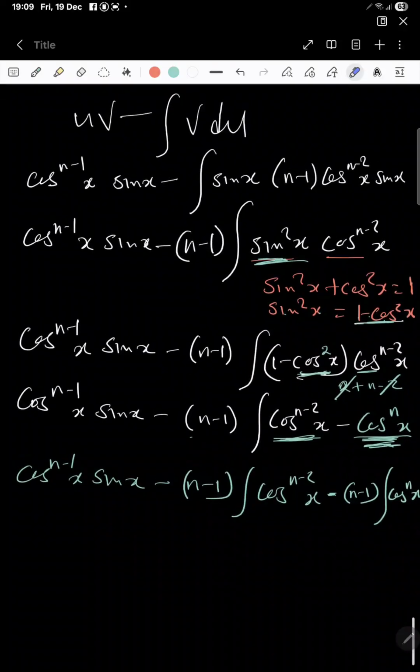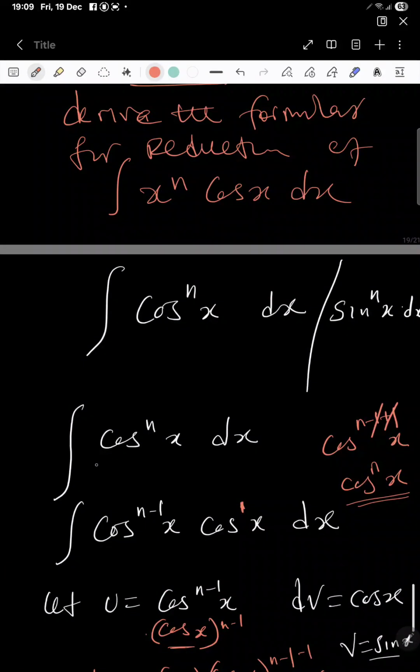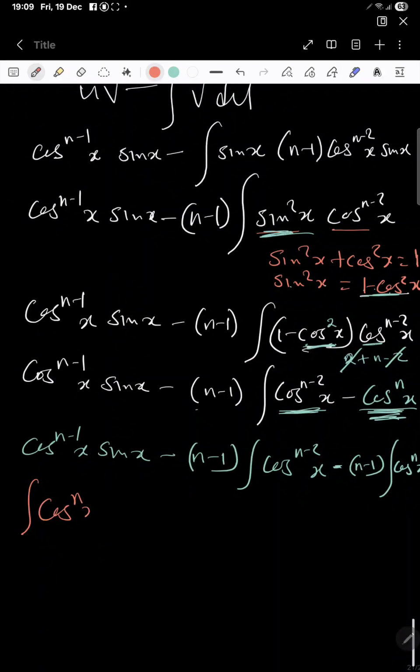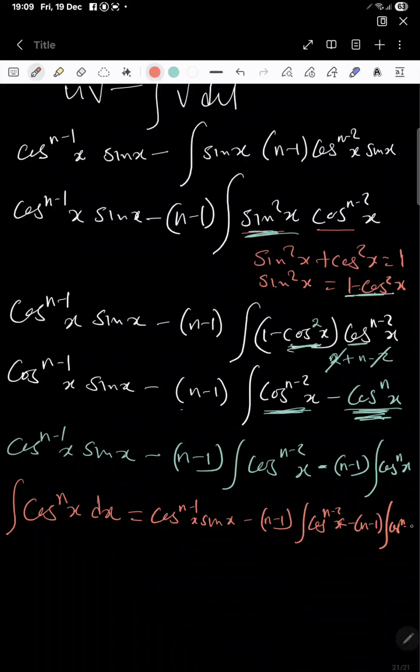So by doing so, once you reach this stage, what you say is, the one that we are integrating, we are deriving the formula for this form. So you say, I'm deriving the formula for the integral of cos to the power n x dx, which is equal to the answer that we've gotten: cos to the power n minus 1 x sine x minus n minus 1 integration of cos to the power n minus 2 x, then minus n minus 1 integration of cos to the power n x, like that.